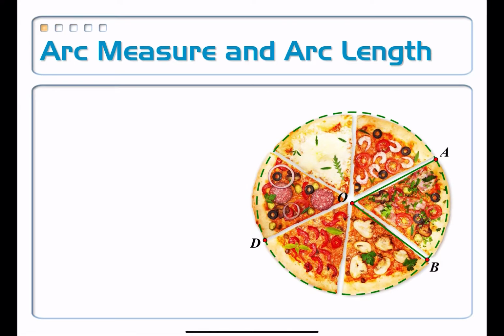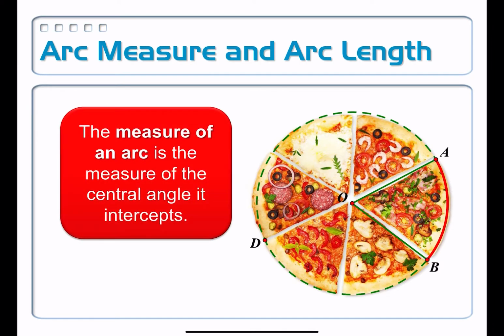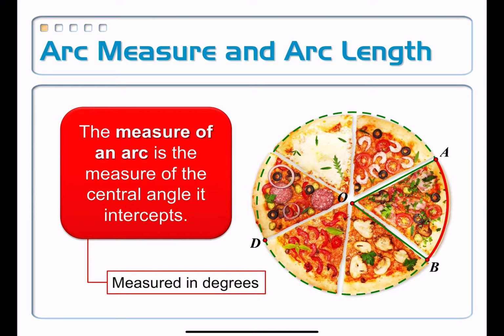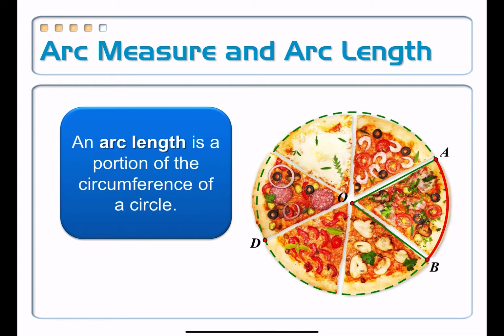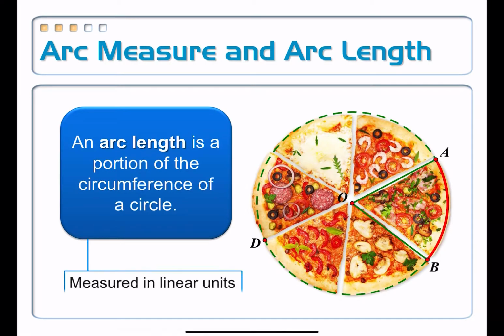Okay, so the next thing we'll talk about is specifically the arc measure. The arc measure is the measure of the central angle that it intercepts. Since it's the same thing as the central angle, it must also be measured in degrees. It's the amount of rotation from point B to point A. It's not how long it is. That's something different. That's called the arc length. So the arc length is just a portion of the circumference of a circle. It would be measured in inches or in centimeters. It's measured in linear units.